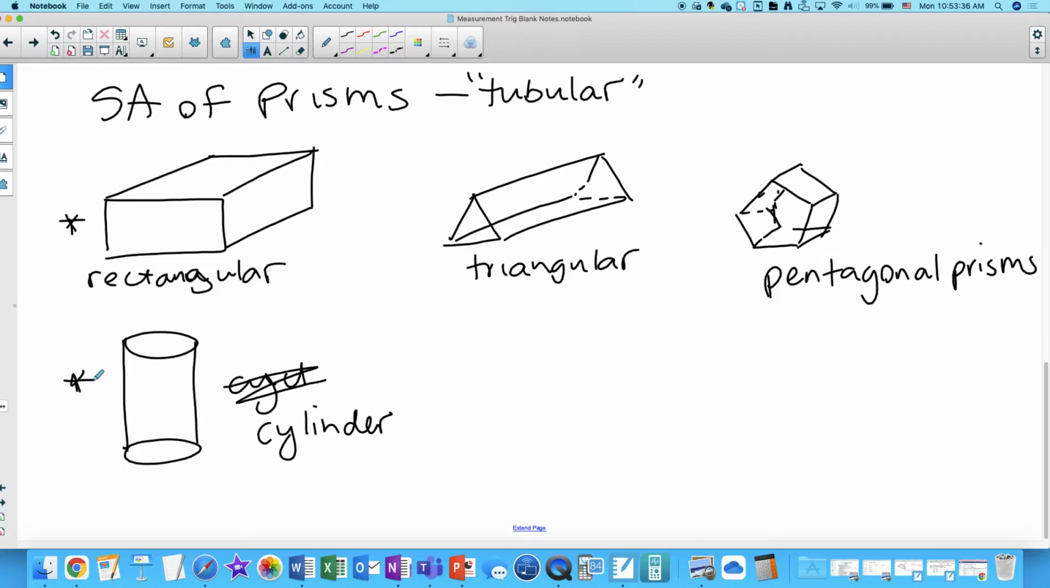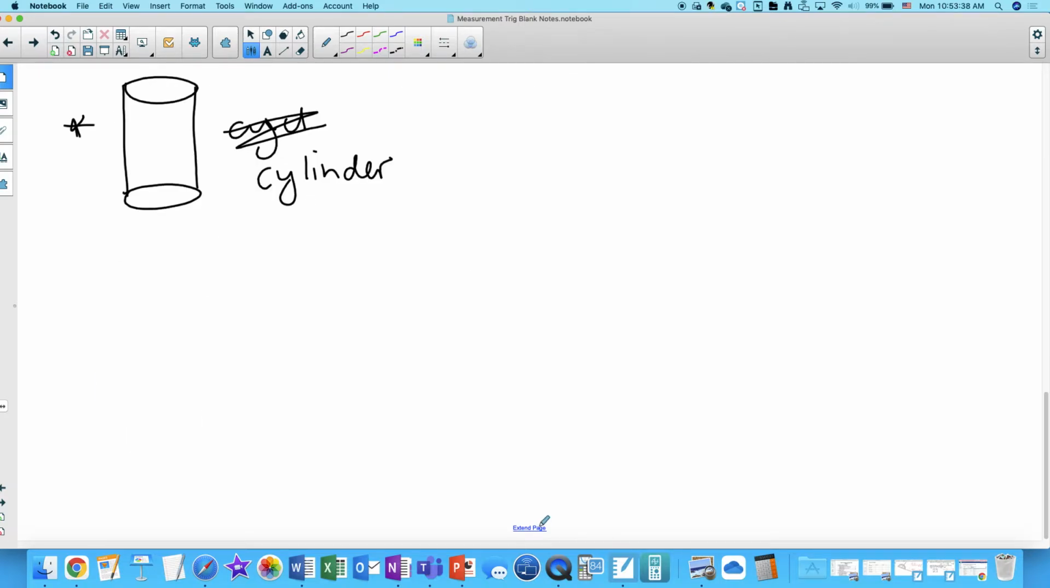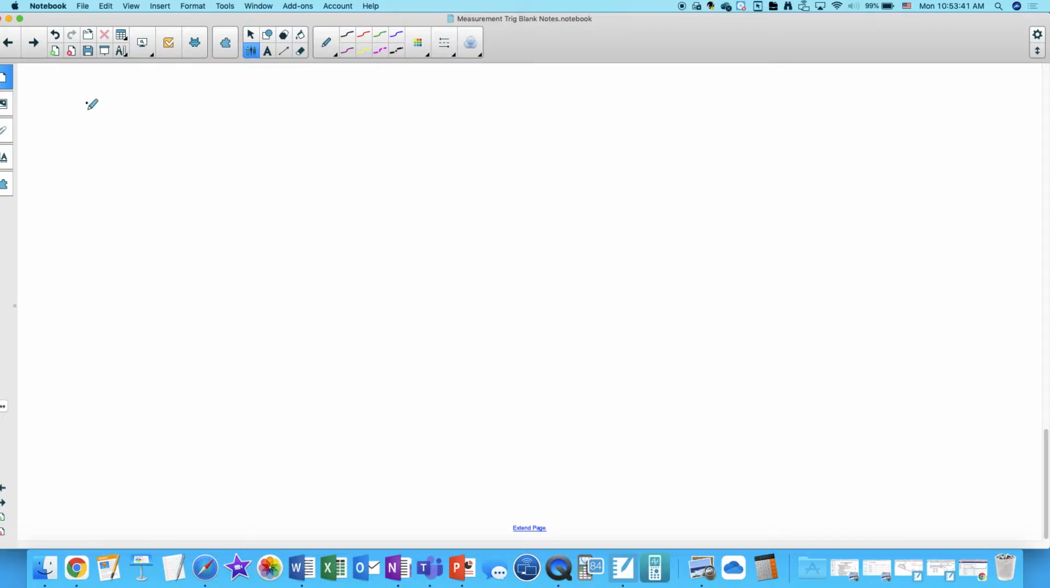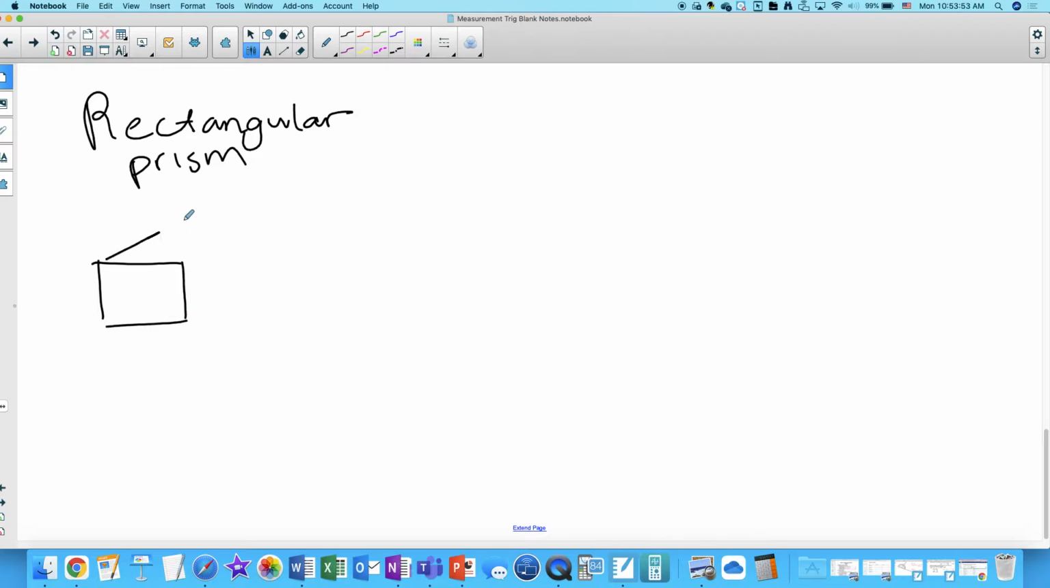Okay, so let's start with the rectangular prism. So if I take this guy and I unfold it, that's called a net diagram, or a net of the 3D shape. And by the way, these have 3 dimensions. So I should maybe say that first. This is a length, a width, and a height.